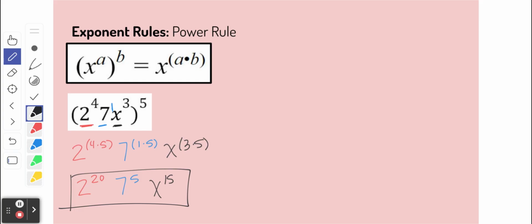So this is our last rule of the big exponent rules that we'll learn. So go ahead and give this one a try in the Desmos.